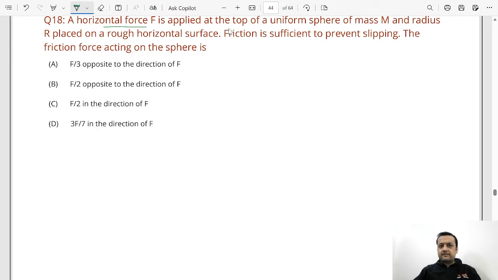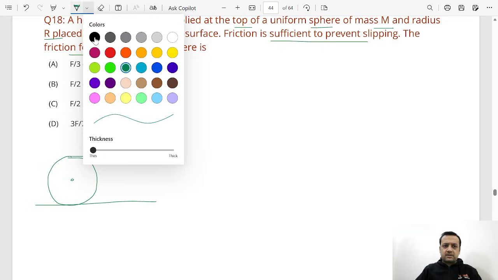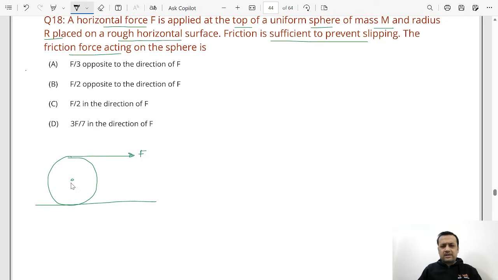A horizontal force is applied at the top of a uniform sphere of mass m and radius r placed on a horizontal surface. Friction is sufficient to prevent slipping. The frictional force acting on the sphere is... again a procedural question on rolling basically. So let's say that this kind of force F is acting. Now you can write the torque equation about the bottom point or about the center of mass. I'll write about the center of mass. That will be one line extra, but it will be easy for many of you to understand.